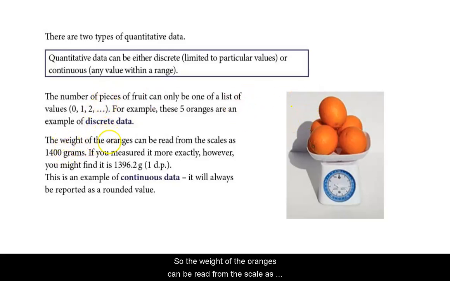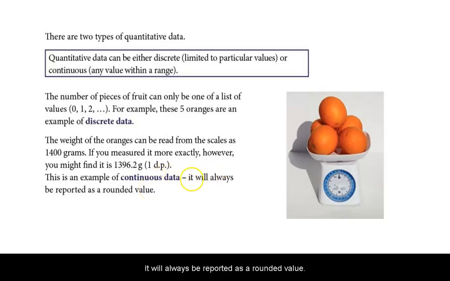The weight of the oranges can be read from the scale as maybe 1400 grams. If you measure it more exactly, however, you might find it is less than 1400. It can be 1396.2 grams, so maybe 1 decimal place, or even more than that. So this is an example of continuous data. It will always be reported as a rounded value.